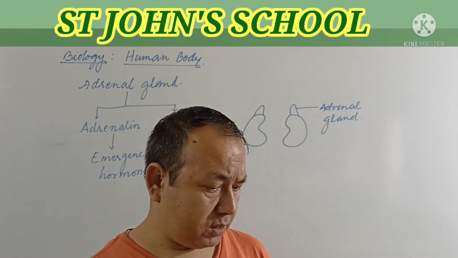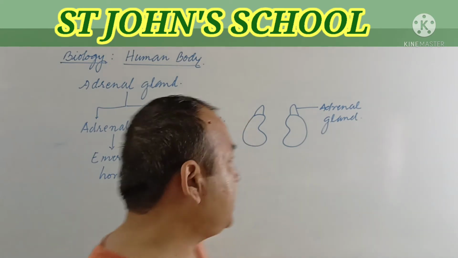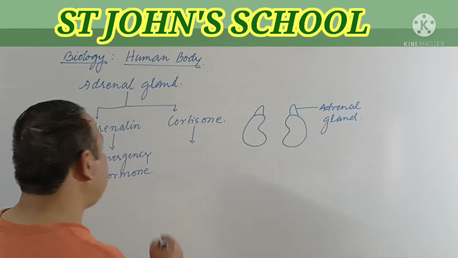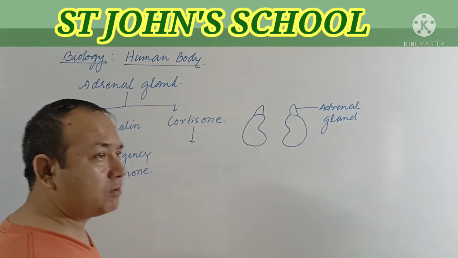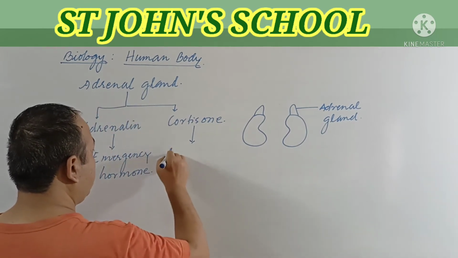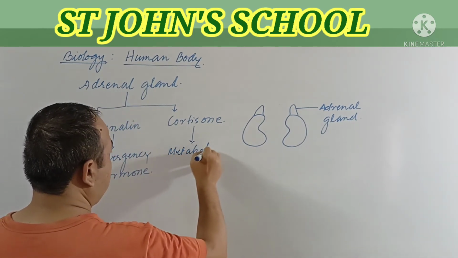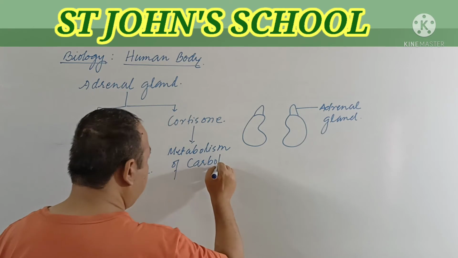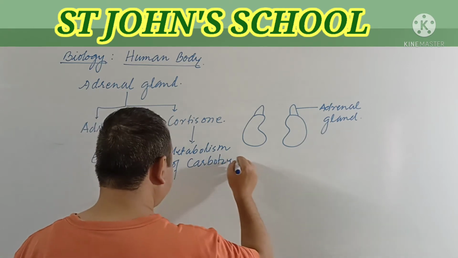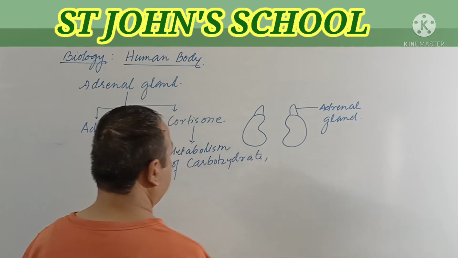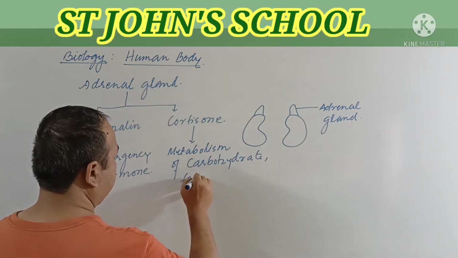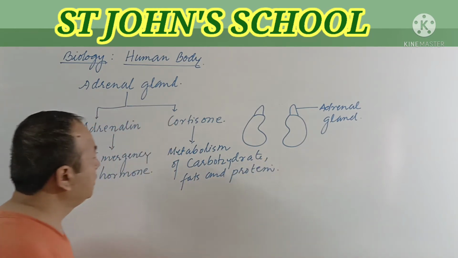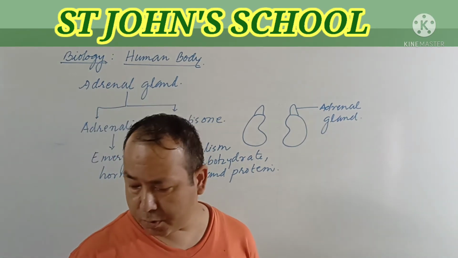Now after that comes cortisol. What cortisol does is that it helps in the metabolism of fat, protein and carbohydrate. Metabolism means breaking down. It helps in the metabolism of carbohydrate, then again after that fats and protein. That is the cortisol hormone. So just now we learned about the adrenal gland.